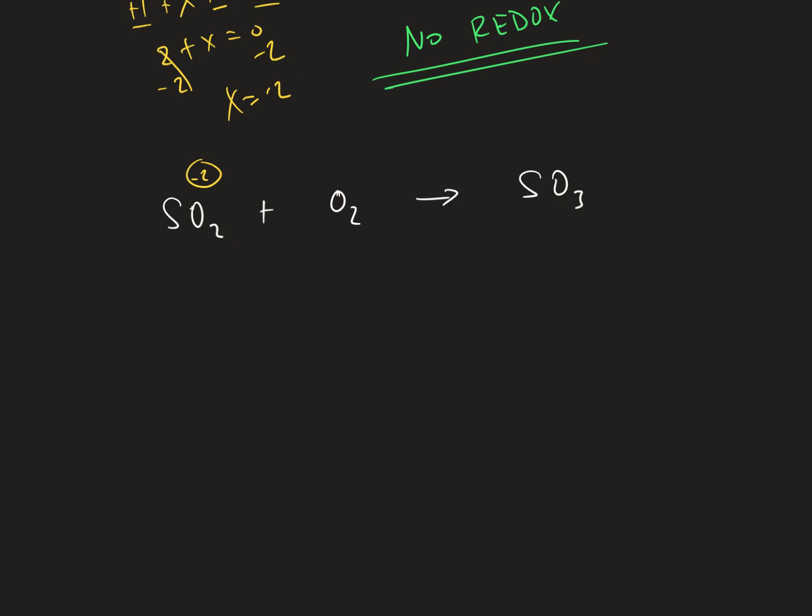And so what's the oxidation number of sulfur have to be? +4. -2 times 2 is -4. Plus whatever it is for sulfur has to equal 0 because it's a neutral compound. So S has to be +4.